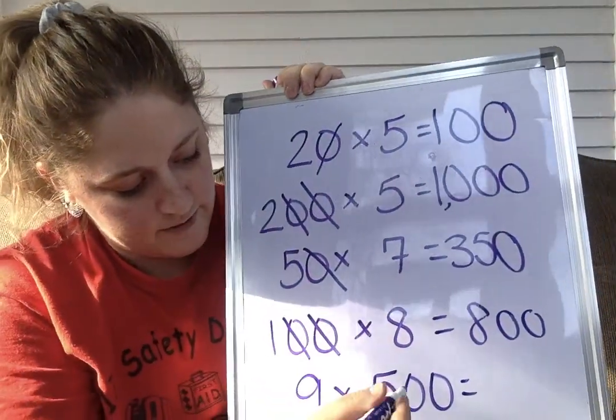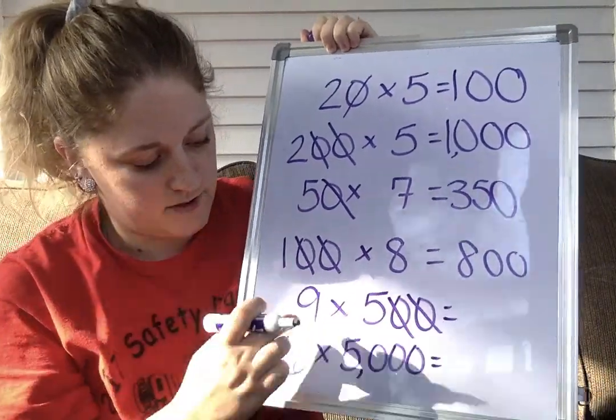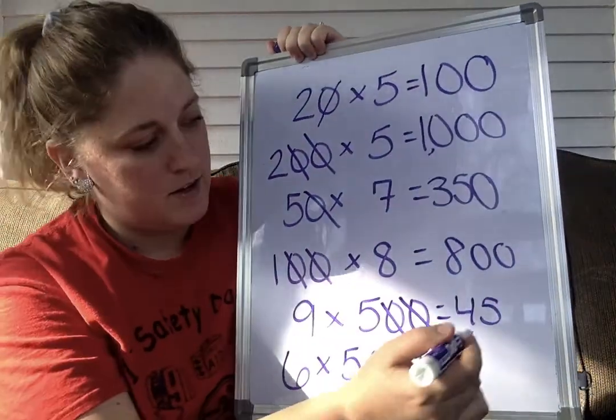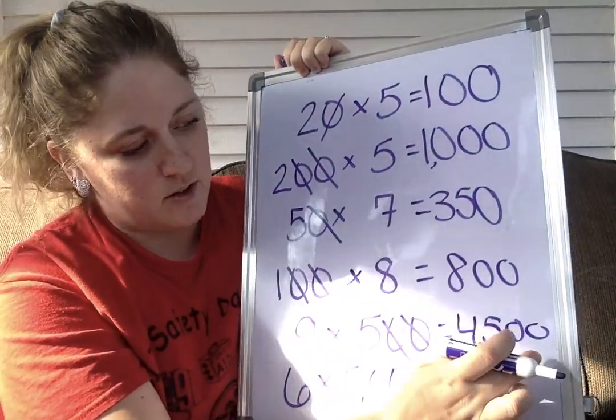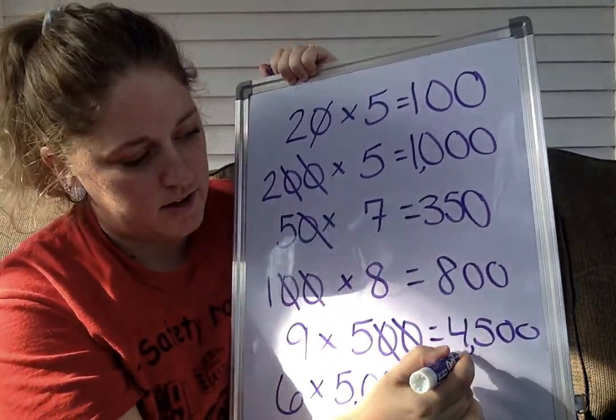9 times 500, I don't know that one, so I'm going to cross those zeros off. 9 times 5 gives me 45. Put those 2 zeros back on the end. Oh, I got more than 3 digits, so I got to start 1, 2, 3, comma.